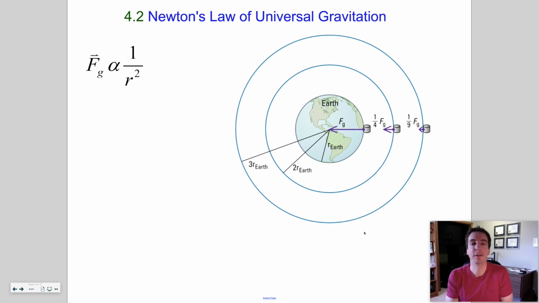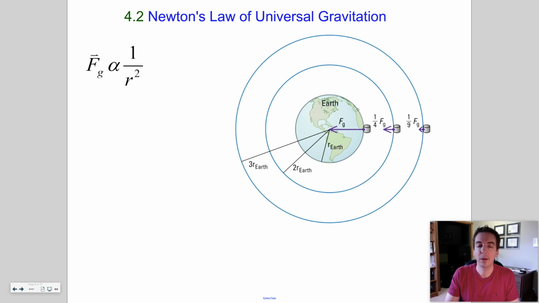Section 4.2, Newton's law of universal gravitation. So we ended off the last section talking about that inverse squared relationship for magnitude of gravitational field strength as a function of distance away from the source of the field. Gravitational forces behave the same way. So we take a look at this diagram here.